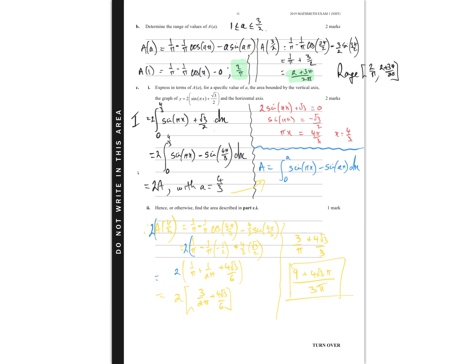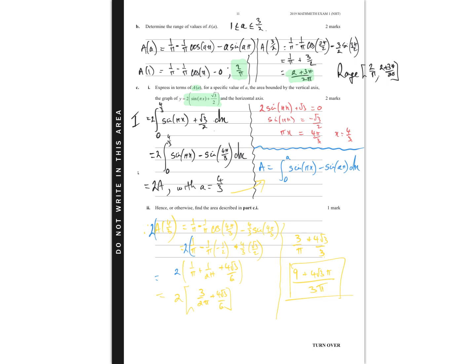All right. Expressed in terms of a of theta for a specific value of a, the area bound by the vertical axis, the graph, and the horizontal axis. So first things first, I want to know the area bound between the vertical axis and the graph and the horizontal axis in terms of that. So let's concentrate on what we're looking to evaluate, which is this expression.